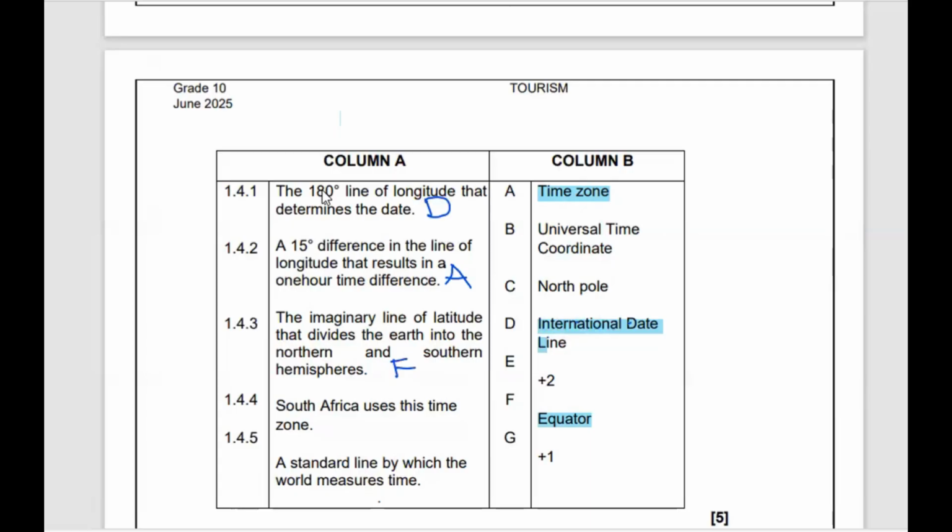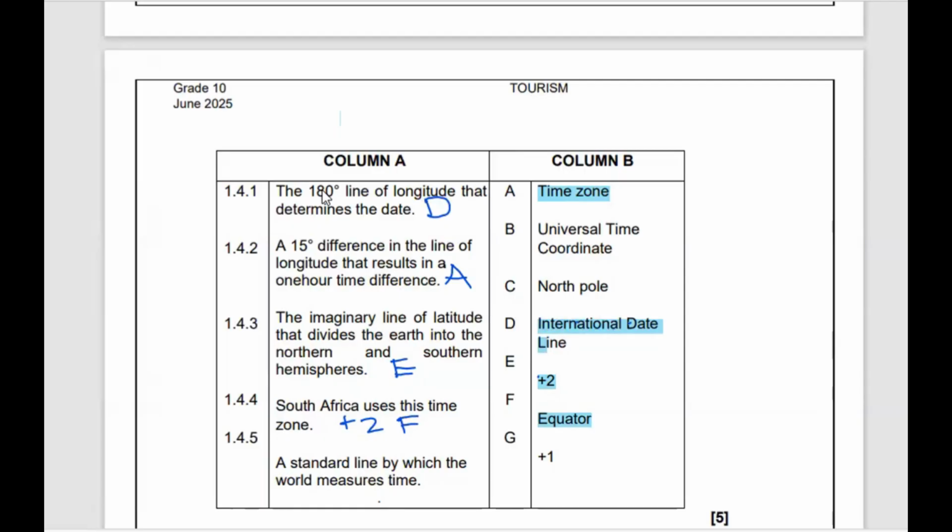Then South Africa uses this time zone. Moving on to 1.4.4, South Africa uses the +2 time zone. South Africa lies within the +2 time zone. So +2 would be our correct answer, which is represented by the letter F. So for 1.4.3, that's E, point of correction. Then for 1.4.4, that would be the letter F.